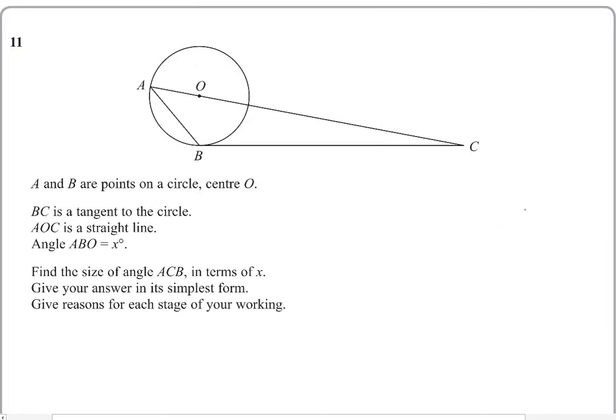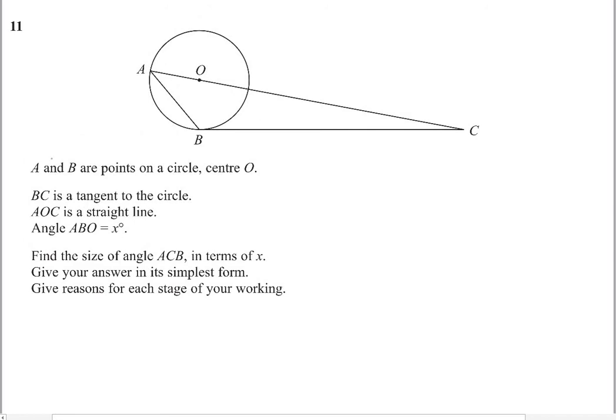Okay, question 11, we've got a circle here. A and B are points on a circle centre O, BC is a tangent, AOC is a straight line, and angle ABO is X. So let's draw that one in. That's this one here. Okay, find the size of angle ACB, which is this one, in terms of X. Give your answer in its simplest form. So let's have a look.